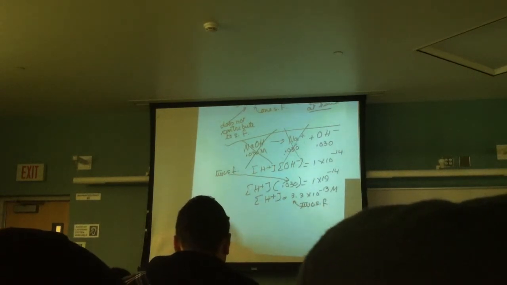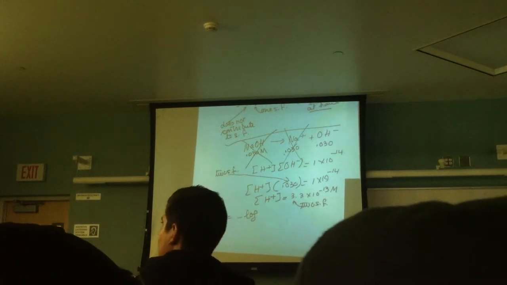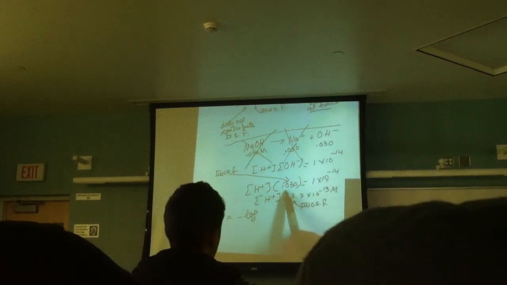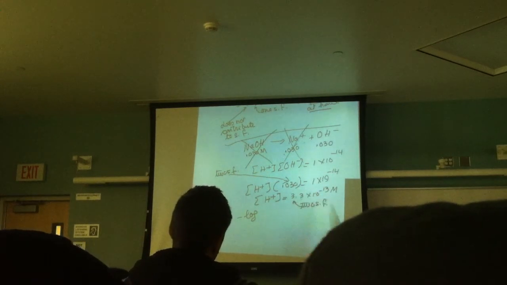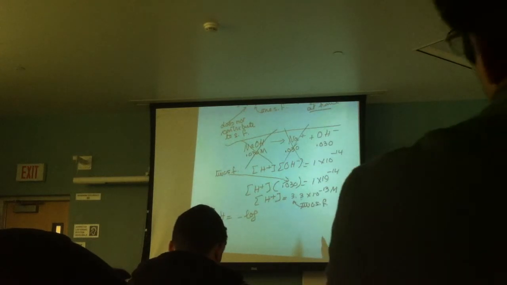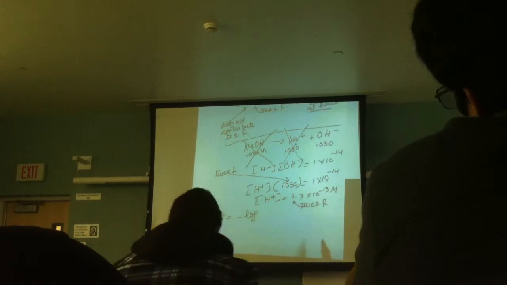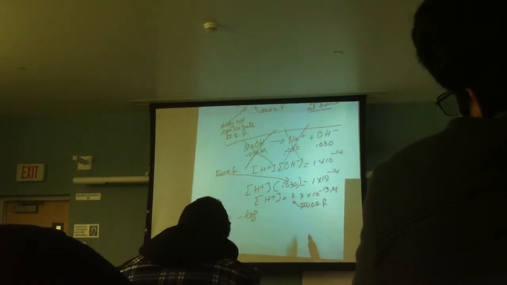Ready to find the pH? Have you learned it yet? Negative what? I forgot. No. Negative log? Yes. Take 1 divided by that number, and that's what you get. Do you have a calculator? Use a calculator. 1 times 10 to the negative 14 divided by 0.03. What do you get?